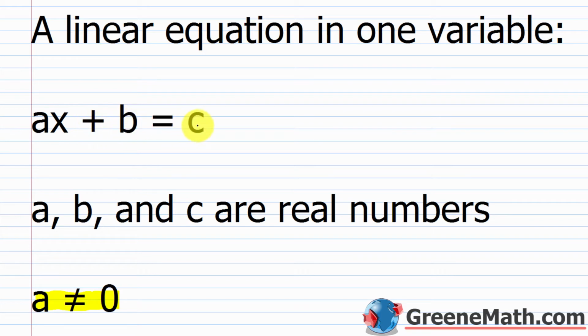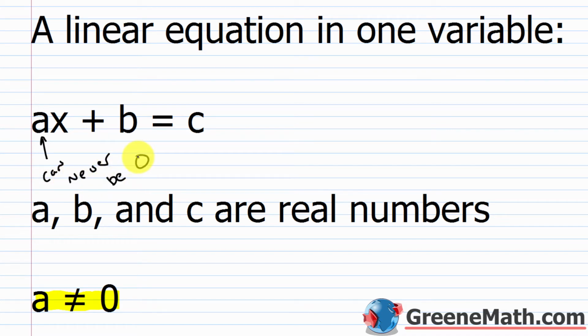So again, let me reiterate. ax + b = c is our general form for a linear equation in one variable, where a, b, and c are real numbers, so any numbers that you can think about, and a can never be 0. So this can never be 0.